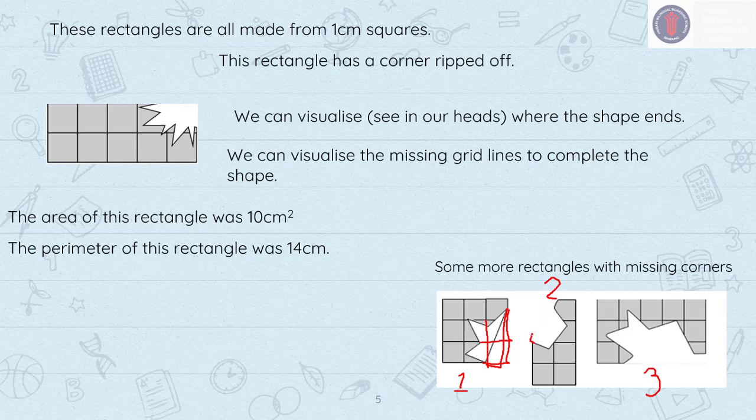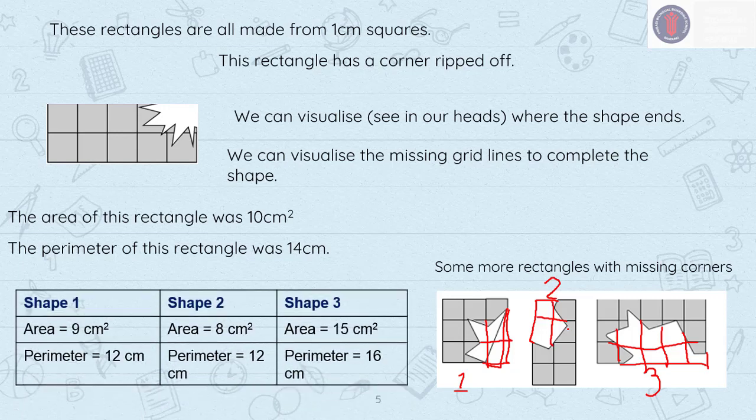For the second shape, you can see this one that is ripped off, and the third one, you can draw it tidily in your notebook if you have one. Okay, this one, so we can visualize in our head. So the area will be 9 for shape 1, for shape 2 the area will be 8, shape 3 the area will be 15, while the perimeter is 12.